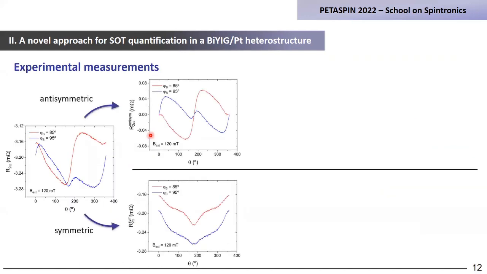Let's move now to the experimental results. So this graph includes the second harmonic response registered from the Bi-GIG platinum bilayer at phi equals 85 and 95 degrees. One can see that the overall shape does not match the simulation. And this is because of the occurrence of a symmetric component in addition to an anti-symmetric component.